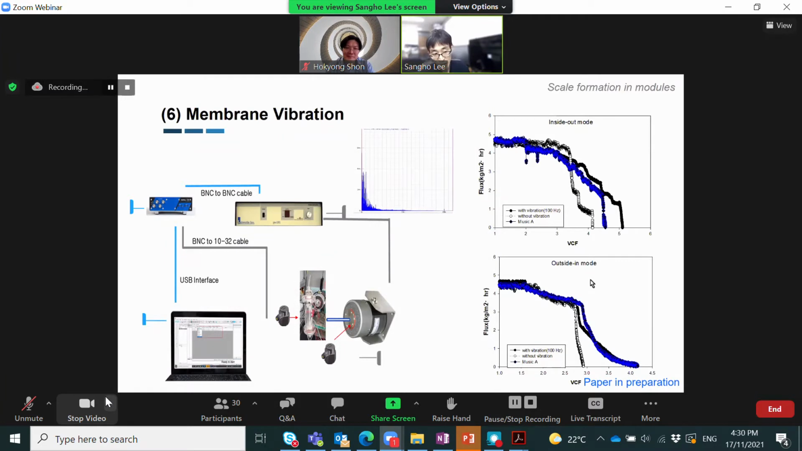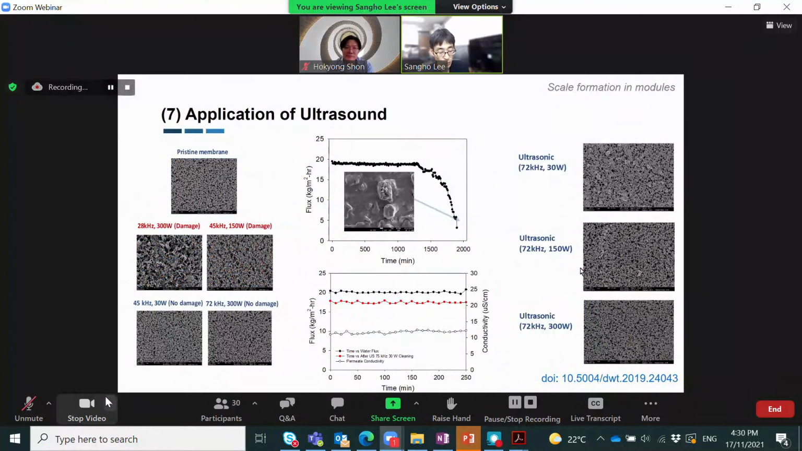Another one that we are currently working on is the membrane vibration. And yesterday, one of my students presented the result related to this one. What we are looking at is the special patterns that can maximize the control of the scale formation problems. And when the membrane is completely fouled, we need to clean the membrane. Of course, ultrasound can be considered, and we explored different operating conditions, and we found an optimum condition that can successfully clean the membrane and does not damage the membrane.